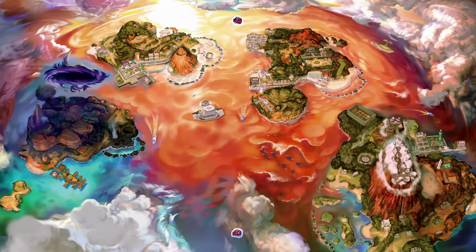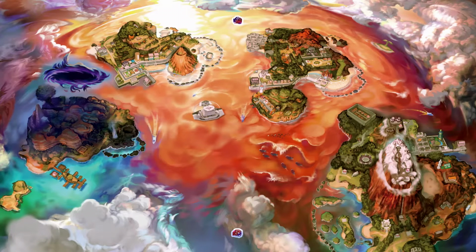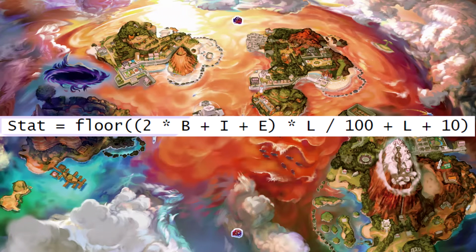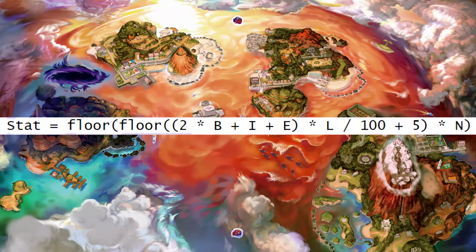Now that we've defined what each stat is, let's talk about how each stat is determined. Pokemon calculate stats using the following formula for all stats barring HP. HP uses this formula instead. This is a lot to unpack, so let's begin by identifying the 5 variables: V for base stat, E for effort value, I for individual value, L for level, and N for nature.